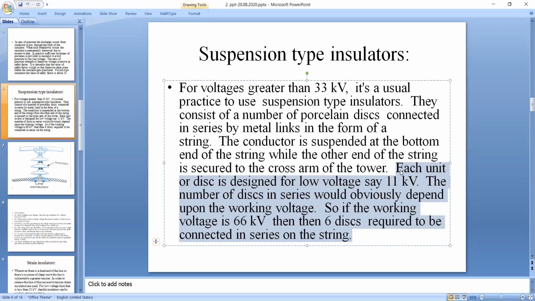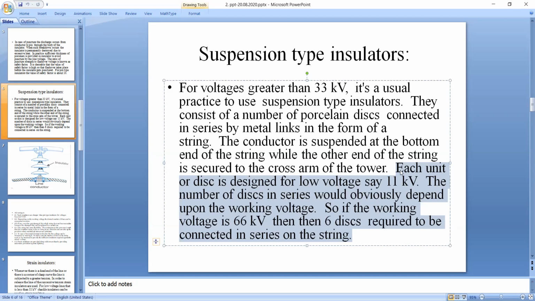So in a suspension type insulator string, each disc is rated for 11 kV. And definitely this rating depends upon the working voltage. That is, what is the system working voltage, or what is the line voltage? What is the system line voltage that is applied on the conductors? Based on that value, this rating is chosen. So if the line voltage or the system voltage applied on the conductor is 66 kV, then to protect the conductor against the dielectric stress of that voltage of 66 kV, you need to have 6 insulator discs connected in series, where each disc is rated for 11 kV. So 11 into 6 is 66 kV.